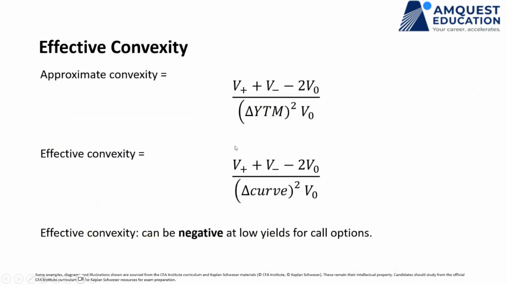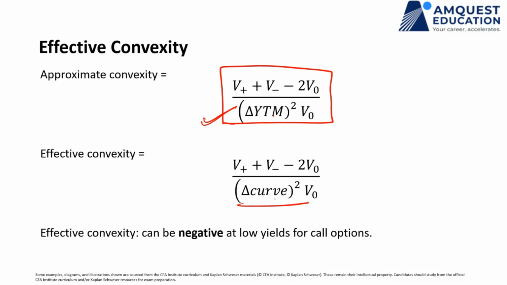Similarly, we have effective convexity as a concept. On effective convexity also, yesterday we talked about approximate convexity, which was based on yields or YTM, yield to maturity. Now today, because we are saying again YTM is not practically feasible for some of these instruments, we will use a curve. So we simply replace the YTM with a curve and you can calculate convexity accordingly for a different data point or data set here.